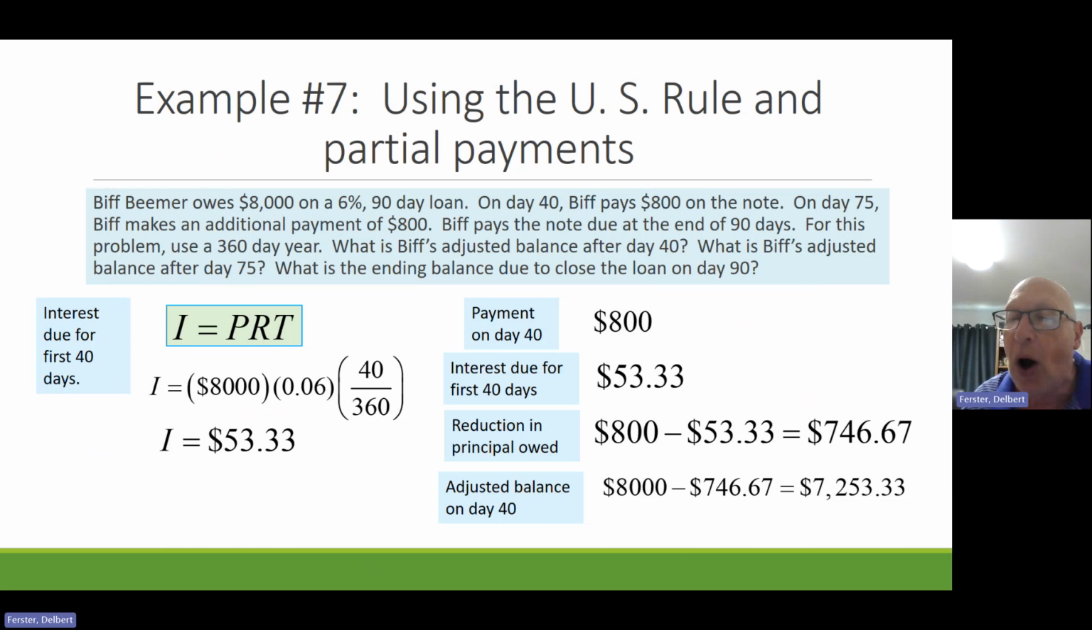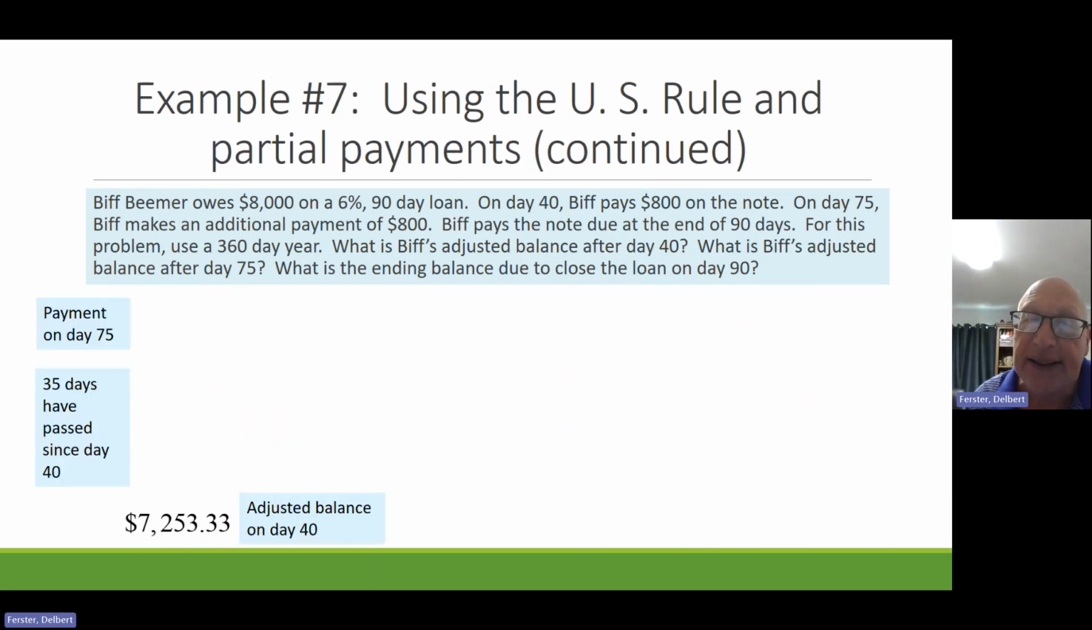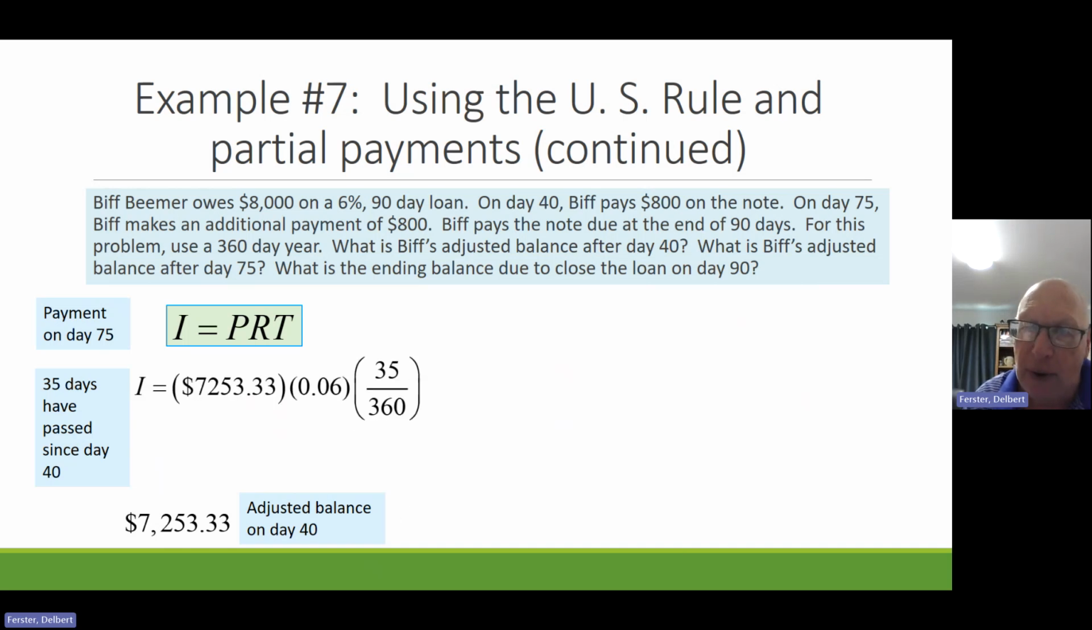So the balance still owed is $7,253.33. Time for day 75. So you see, I brought back how much we still owe as a result of that first payment. And again, note that from day 40 to day 75, 35 days have passed. So when we get ready to calculate our interest charge for that 35-day window between day 40 and day 75, you're going to see that our time factor is 35 over 360, not 75 over 360.